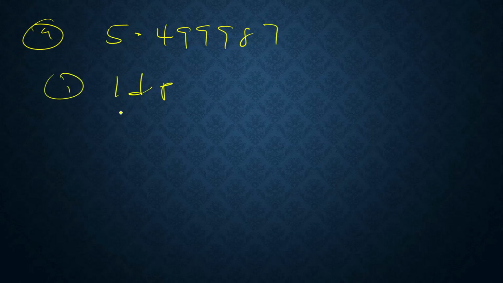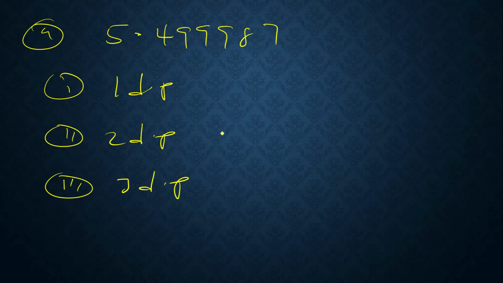5.49987, to 1 decimal place, 2 decimal places, 3 decimal places. All right, so let's look at the solution. So 1 decimal place, so this is the point. Look at the point. So this is 1 decimal place, and the next number is more than 5. So I'll add 1 to this, making 5.5. That is to 1 decimal place.